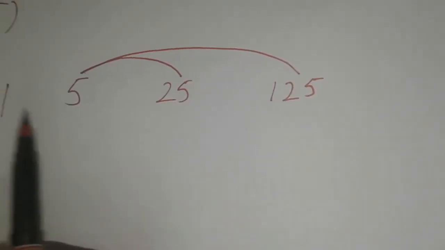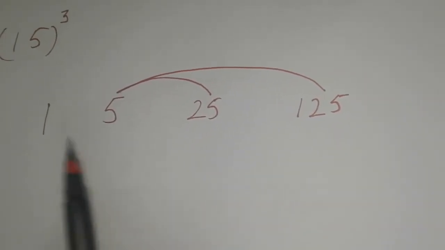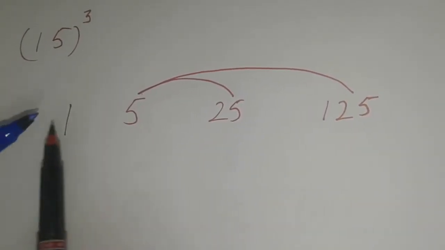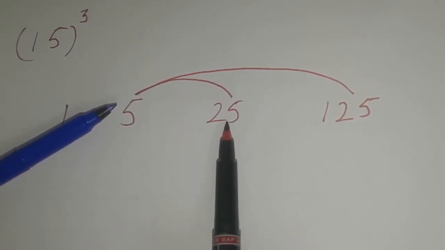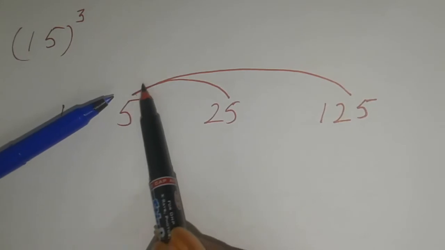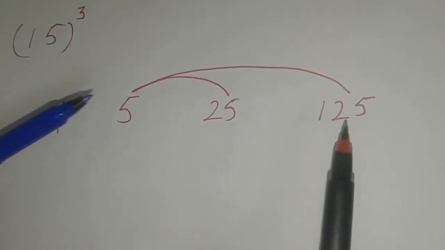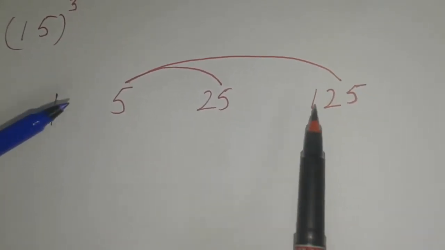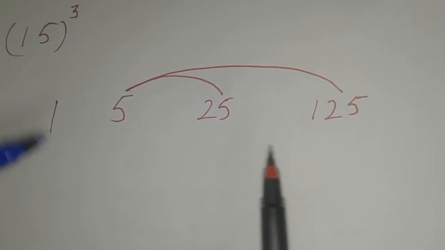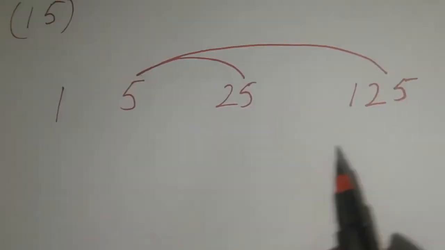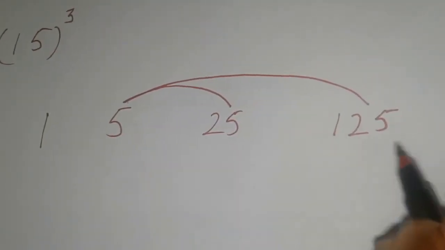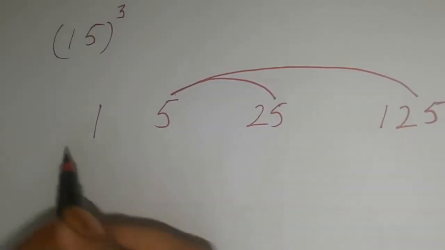Look again. We write both the digits of the given number, 1 and 5. After that, we square the 5 and write it over here. That is 25. On the next place, we cube the 5, that is 125. That is why I told you to memorize the cubes of the first 10 numbers, because we need all those cubes in these questions. Now, nothing to do with this 125, nothing to do with this 1.